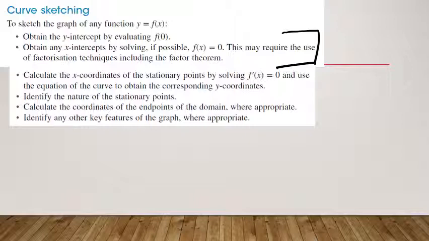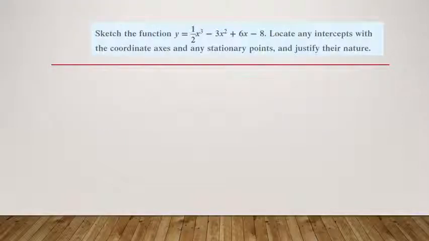And then, this is the separate section here that's new. Calculate the x-coordinates of the stationary points. Identify those stationary points. Then you calculate the coordinates of the endpoints. Then identify any other features. That's the new bit. Any questions with it? Alright. So you sketch our function, locate any intercepts with the coordinate axes and any stationary points, and justify the nature.